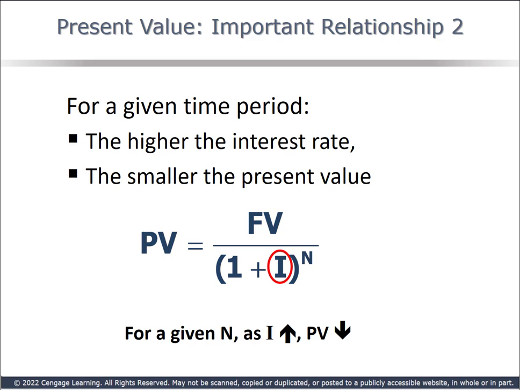For a given time period, the higher the interest rate, the lower the present value. Meaning, the greater the interest rate, the larger the denominator, the smaller the result. The higher interest rate reflects greater opportunity cost and/or higher risk about actually receiving the cash flow in the future, making it worth less today. Again, the relationship between present value and I is indirect.